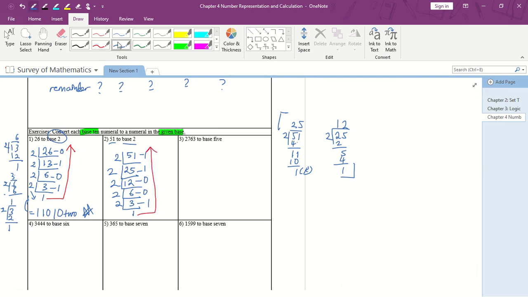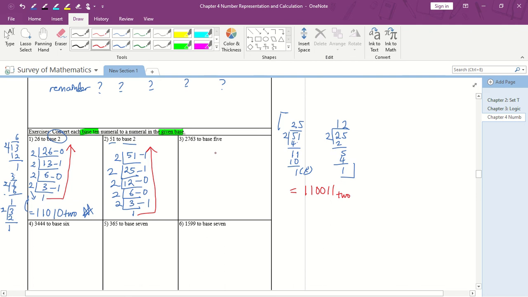Okay, and now once you get it, you can know the answer from this one up to here. So you know the answer here is, let me just write it down here. Okay, you need to write it in the box, but let me just show you here. It'll be 1 1 0 0 1 1 with the base of 2. Okay, now let's try this one.